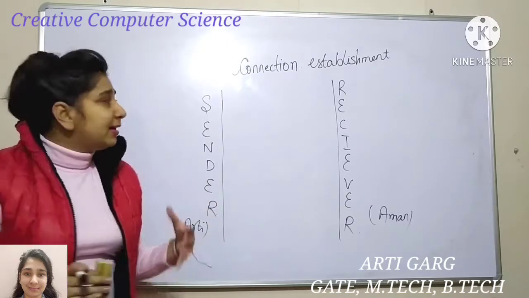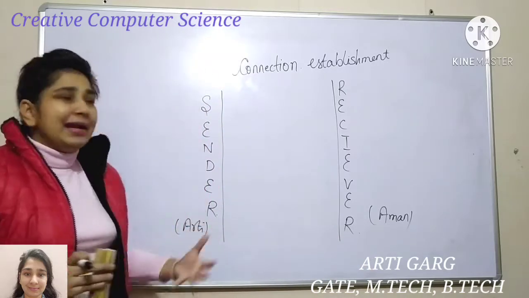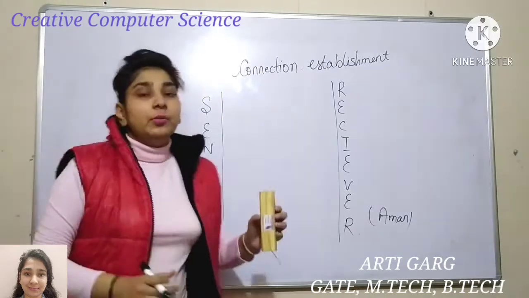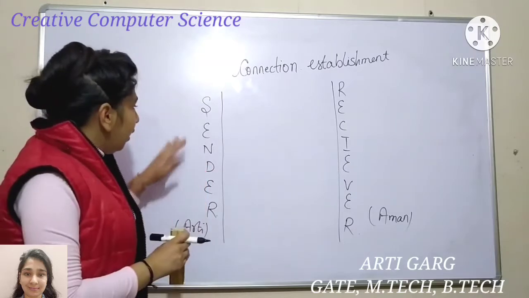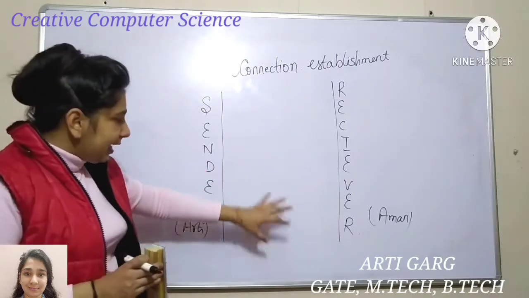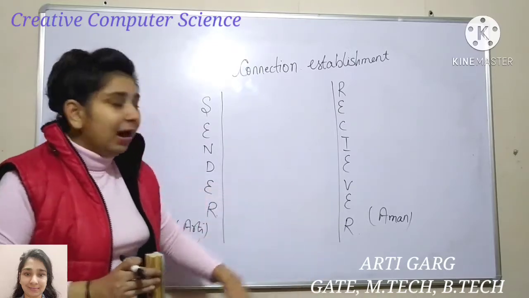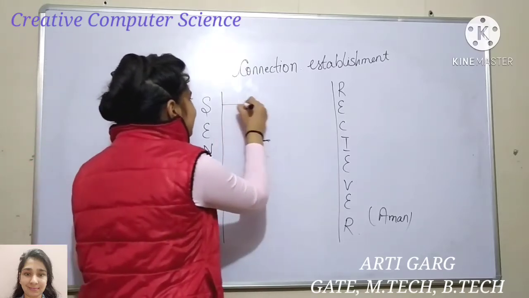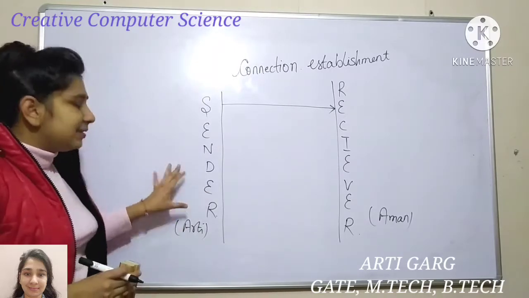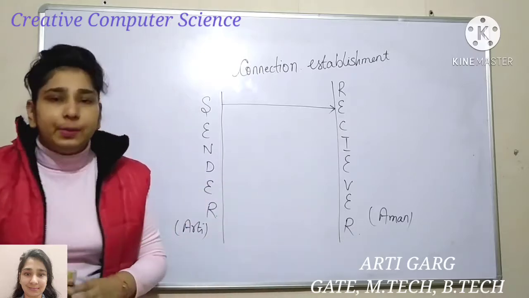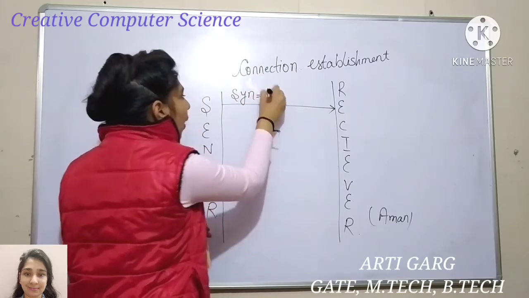Connection establishment means they both would try to know the compatibilities of their devices. Both devices will know each other's compatibility. So how will they establish a connection and exchange their device capability information? Firstly, the sender will give information of its device capability to the receiver. It will send SYN equal to 1 the first time.